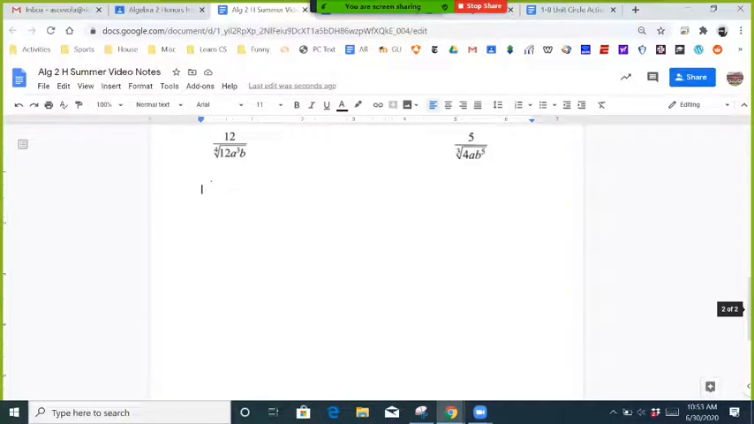Alright, in these two questions we have to rationalize the denominators. So they're two separate questions. I just copy and pasted them on the same one. So let's do this one first.